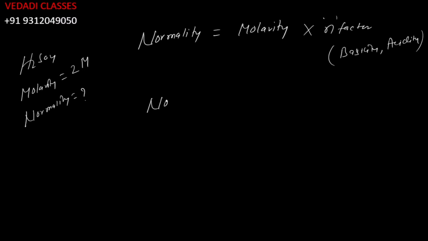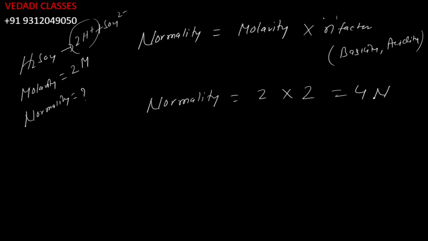Normality you can directly find out from here. Normality is equal to molarity, which is 2, into, now whatever I told you about the basicity of an acid. It is 2H plus SO4 2 minus, so its basicity is 2. Just multiply it with the 2, then it comes 4, then 4N.